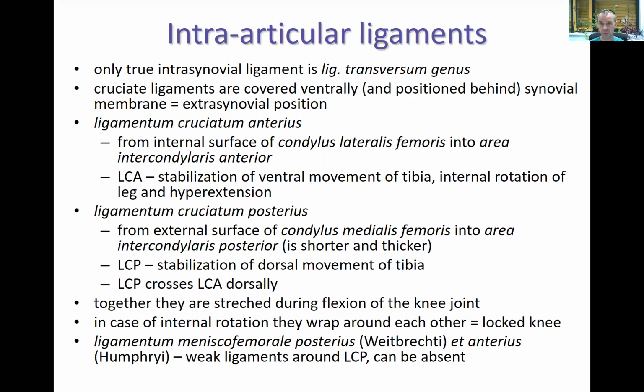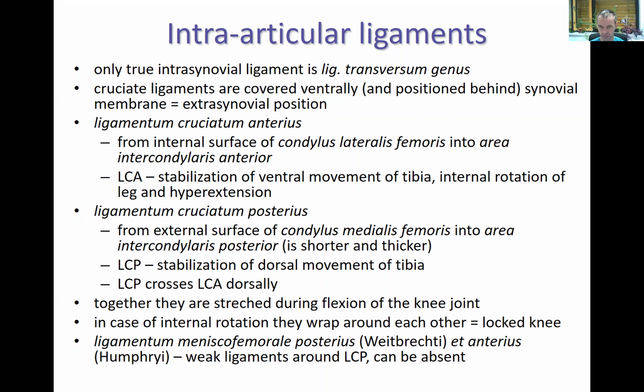As for the intra-articular ligaments, the only true intrasynovial ligament is the transverse genicular ligament. It is not covered by the synovial membrane, it is really inside. The other two much stronger ligaments are the cruciate ligaments, and they are positioned dorsally to the synovial membrane. So they are intra-articular but extrasynovial. You can approach them dorsally, extrasynovially, but usually they are approached through the articular cavity during arthroscopy of the knee joint.